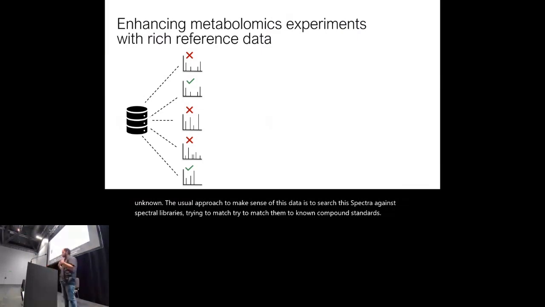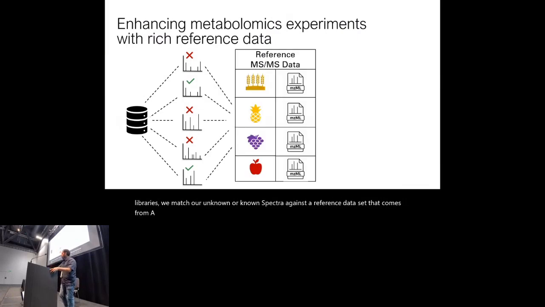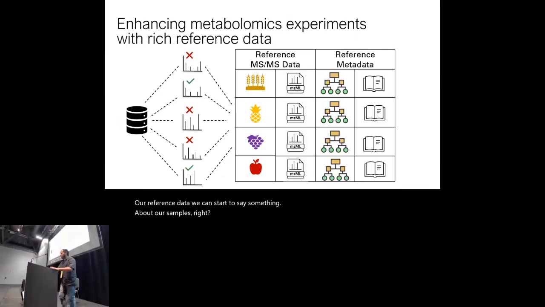Reference data-driven metabolomics has a bit of a different approach. Instead of relying on just compound libraries, we match our unknown or known spectra against a reference dataset that comes from a known biological context, like, for example, foods, microbes, or other kinds of specific sample types. So even if we don't know the exact identity of the feature, if a sample consistently matches our reference data, we can start to say something about our samples, right? So all of our reference data also has rich data attached to it.